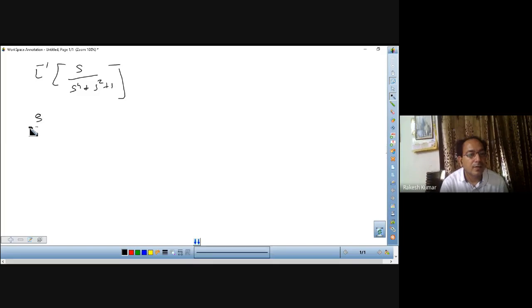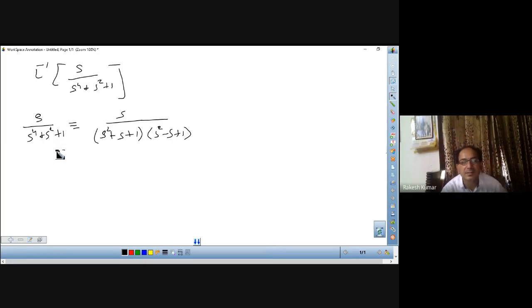Now, we can find out the partial fraction after making adjustment of some terms. This term can be written as s upon (s square plus s plus 1) and (s square minus s plus 1). If you multiply these two terms, simply we can say that this is mathematical algebra, which we do in 9th or 10th class, that is how to make an adjustment of terms.